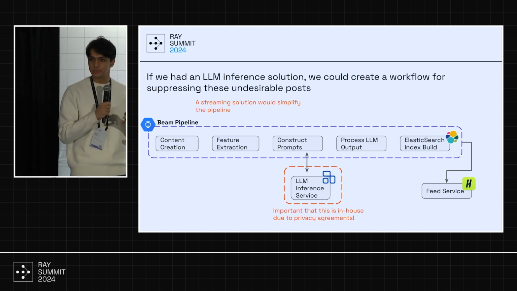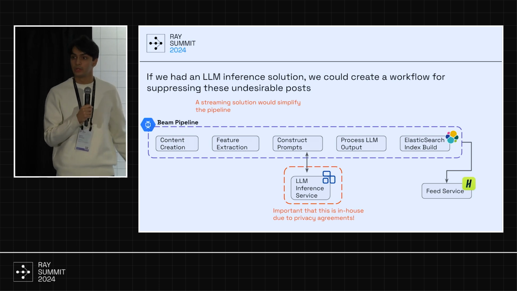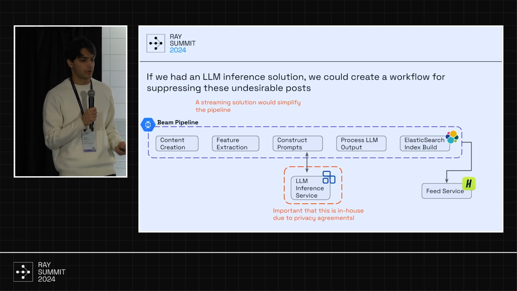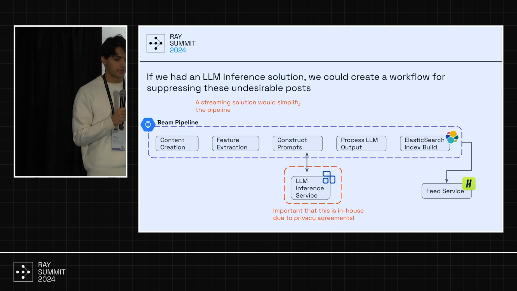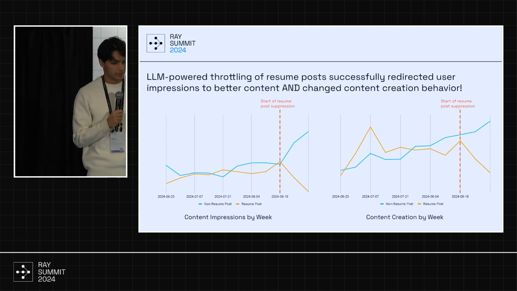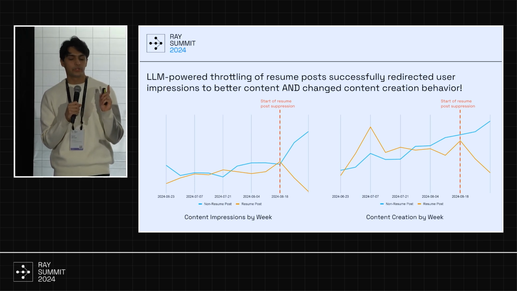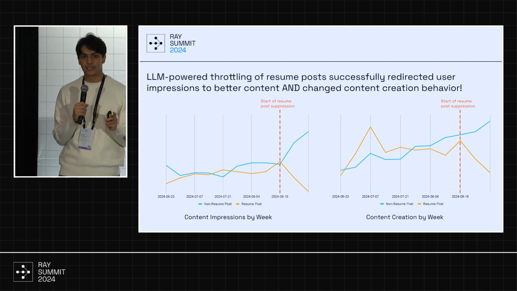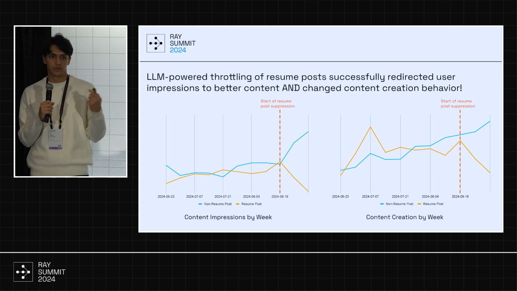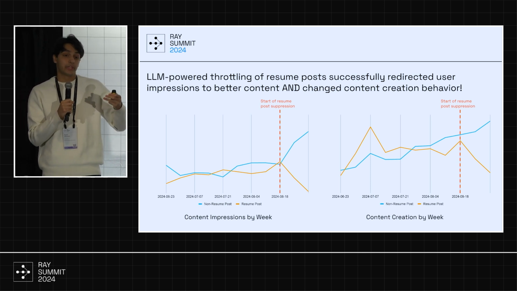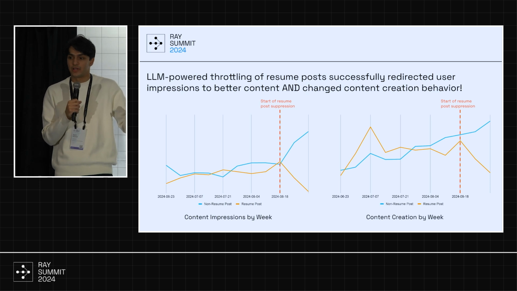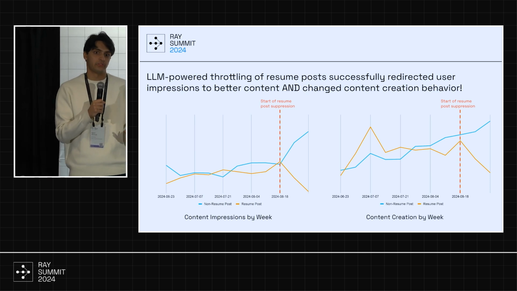And I'll just skip to the end of the story here. Fundamentally, this is what we built, right? We were able to scale it very quickly using Ray, and it was able to be very effective. And I'm going to highlight this in these next two very exciting charts. On the first chart, we can show that we were successful in suppressing the impressions that users were having with regards to these resume posts. So we were just making sure that their eyeballs were directed to other types of content that we deemed more productive and more healthy for the platform.